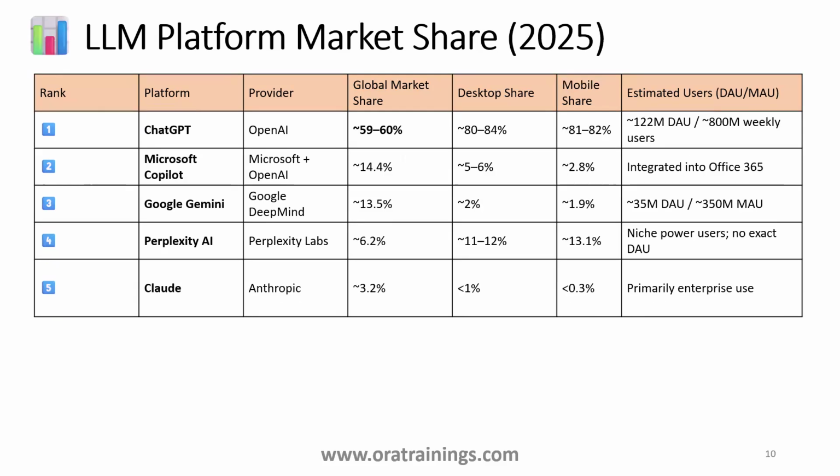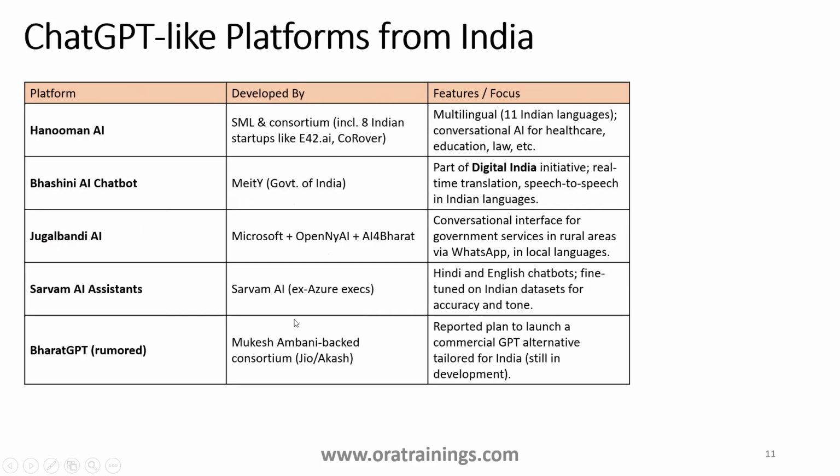And you can see the market share. ChatGPT is one of the top players in the market, which was the first entrant and was very successful. It is a product of a provider called OpenAI. Next is Microsoft Copilot, then Google Gemini, which is based on the Google DeepMind project, and then Perplexity, Claude, and other players in the market.